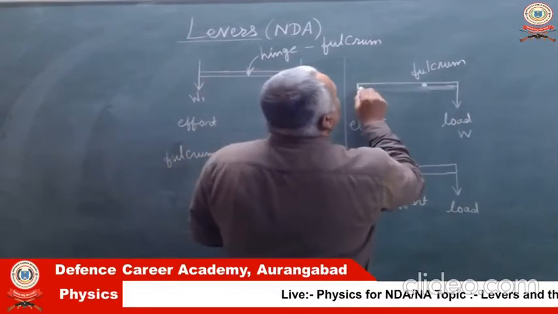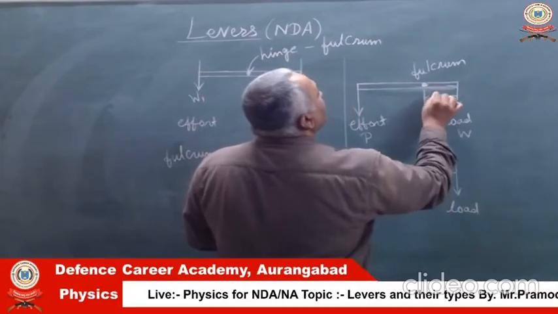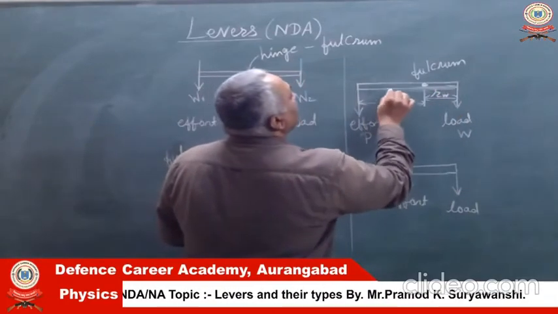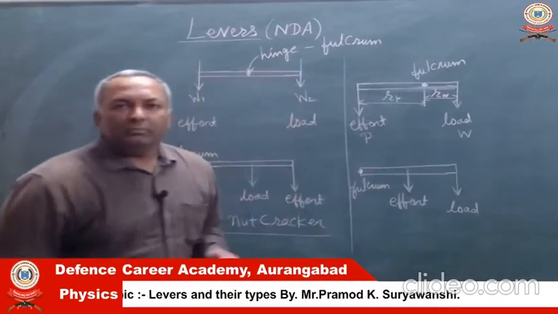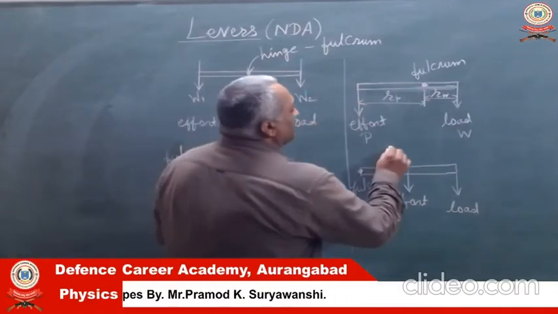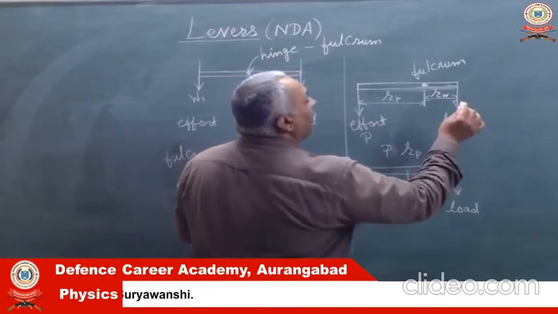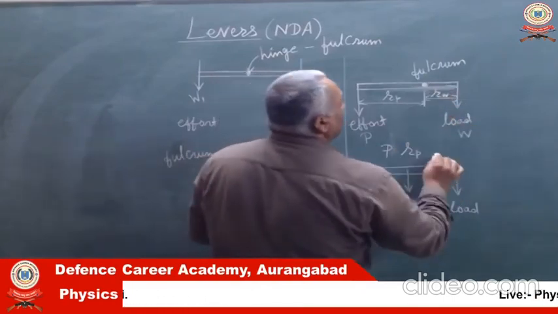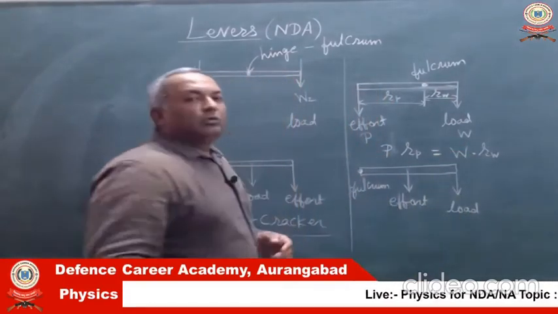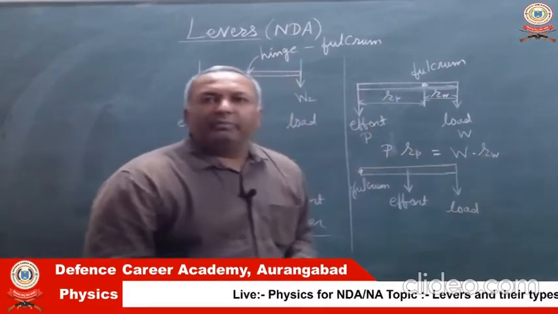Now this is your fulcrum. Let the distance of the load from the fulcrum be denoted by RW. Distance of the effort from the fulcrum is denoted by RP. So, the moment of effort about the fulcrum is P multiplied by RP, and the moment or torque of load about the fulcrum is W multiplied by RW. So, for equilibrium, the minimum condition is that these two should be equal.